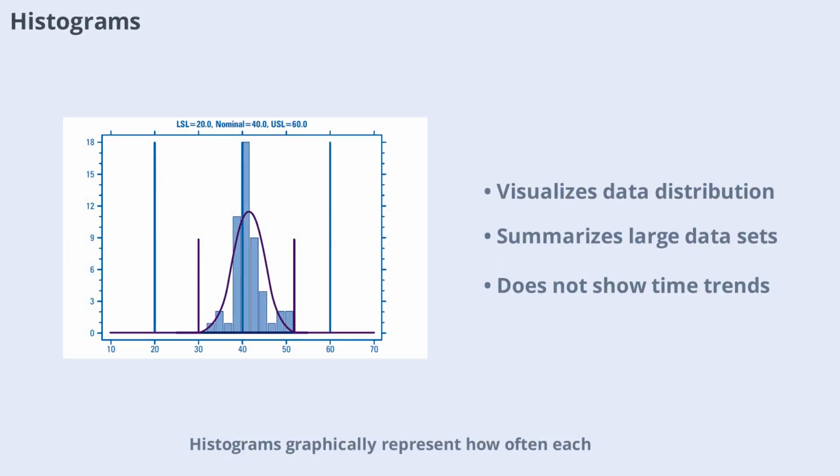Histograms graphically represent how often each value in a dataset occurs, helping to understand data distribution. They are valuable for analyzing both discrete and continuous data, summarizing large data sets and aiding in the selection of further statistical techniques. However, a single histogram doesn't show changes over time, so it's best used alongside other tools.